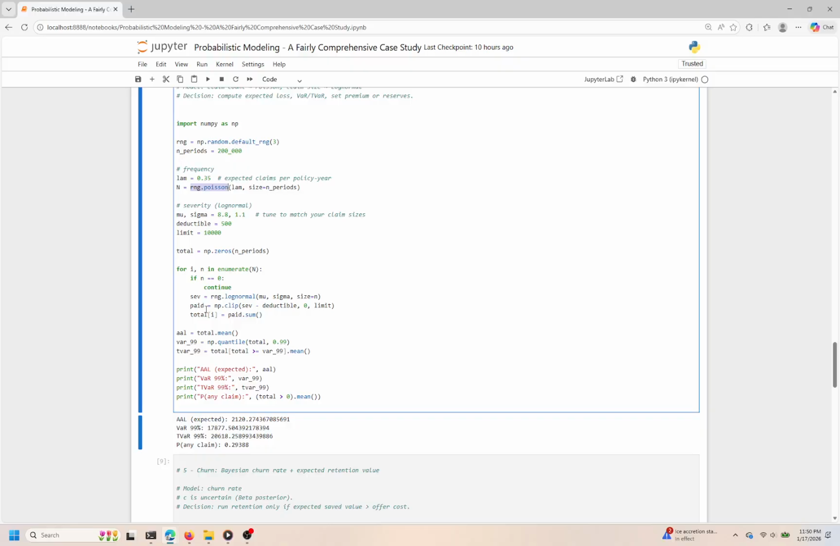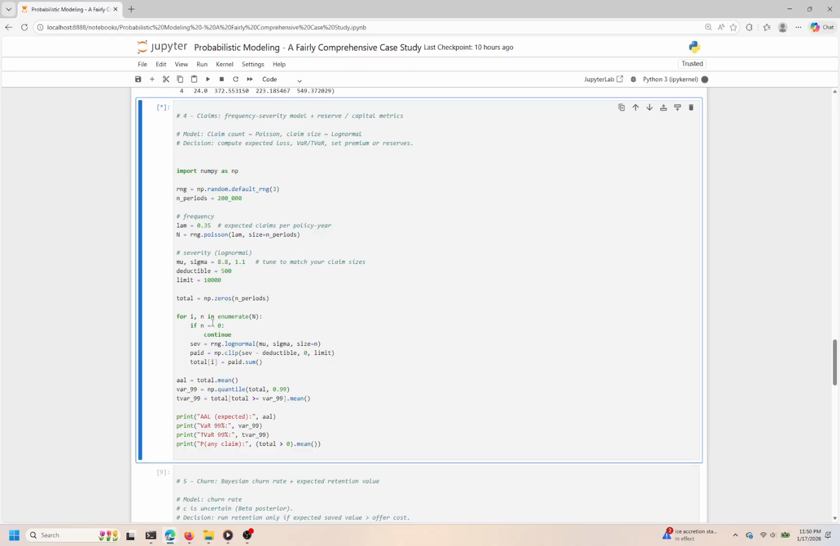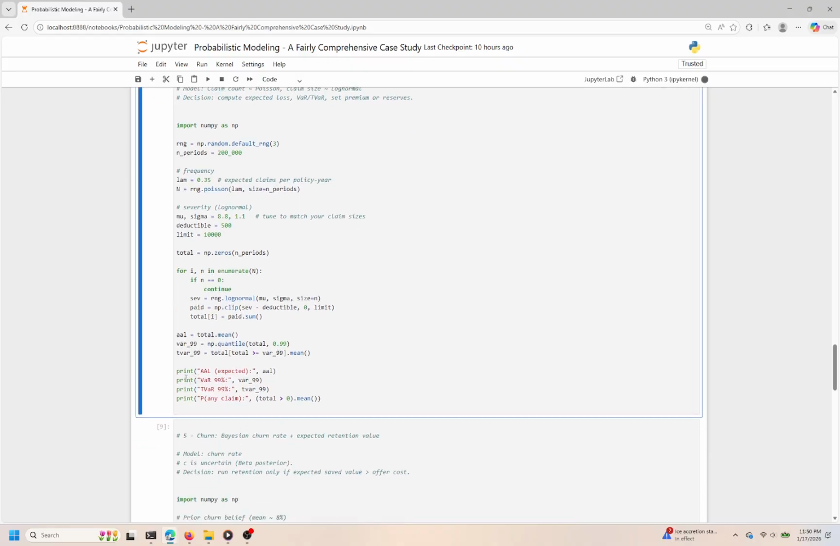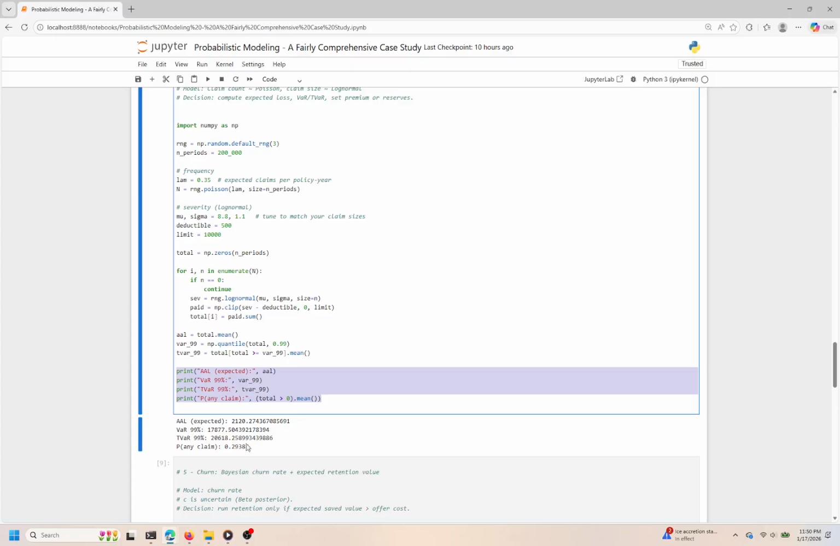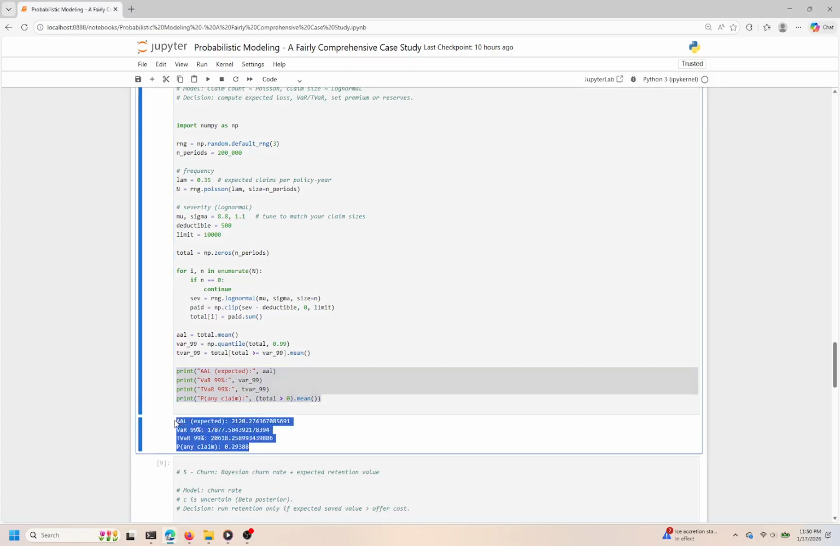Once all calculations are completed, we derive several key metrics: the average amount lost, which serves as our expected loss, and crucially, the 99th percentile value, helping us gauge extreme loss scenarios. Additionally, we calculate the tail value at risk, providing insights into the average of the worst losses beyond this percentile. Lastly, we assess the probability of having at least one claim in the observed periods, giving us a measure of risk exposure.